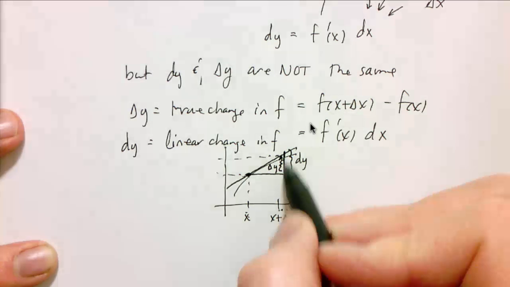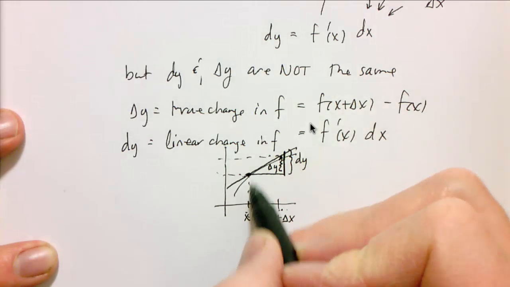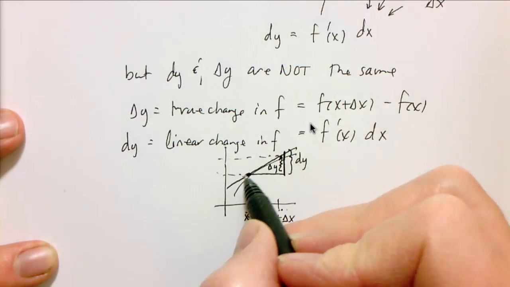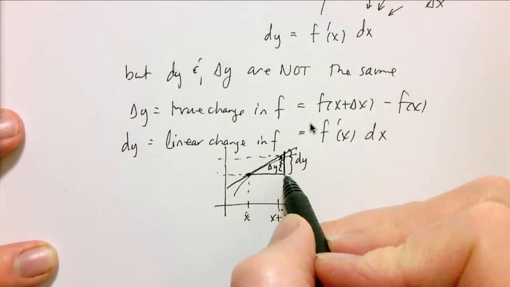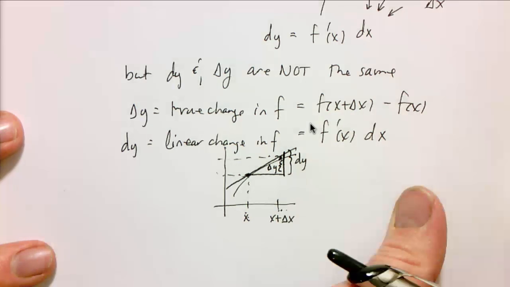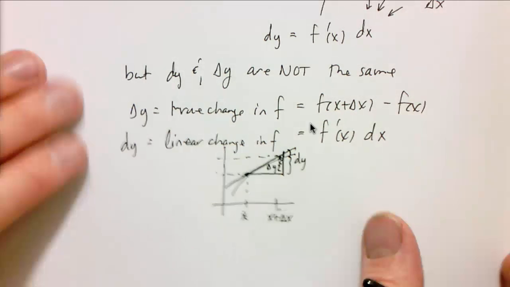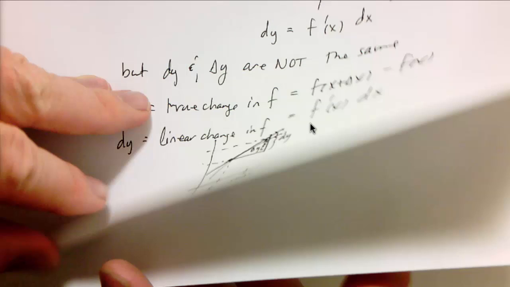dy represents the linear change. If we follow the slope, starting at the point x, we follow the tangent line for a distance of delta x in the horizontal direction, dy is the amount of rise that we get. Let's see a couple examples. We're going to stick with the square root function and see how this relates to linearization.